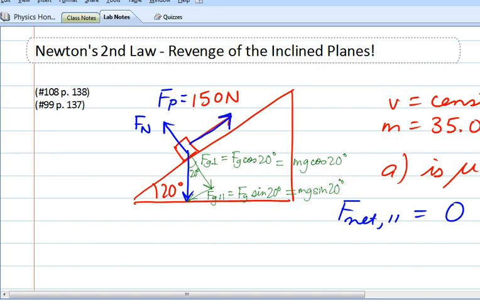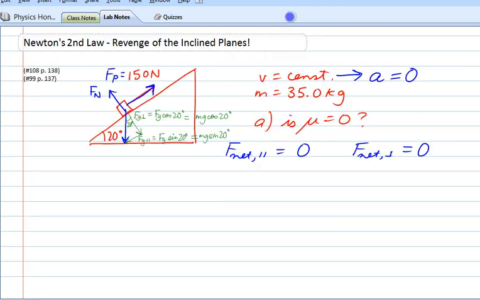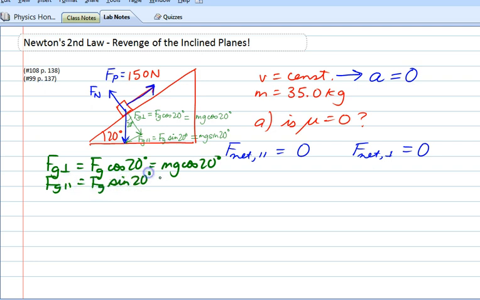So now we take these and we plug them into our normal equations. I think I'm going to zoom out, because that's a little bit small, so let's just do it like this. Fg perpendicular is Fg cosine, which is mg cosine 20, and Fg parallel is going to be Fg sine, which is mg sine 20 degrees. Now we have to plug that into our Newton's second law. So what are our parallel forces?